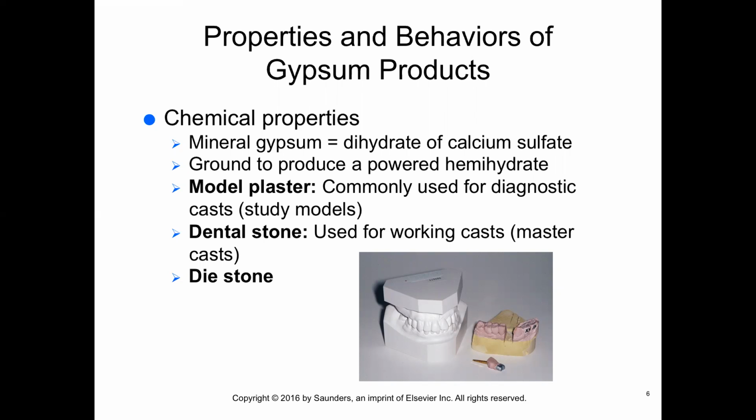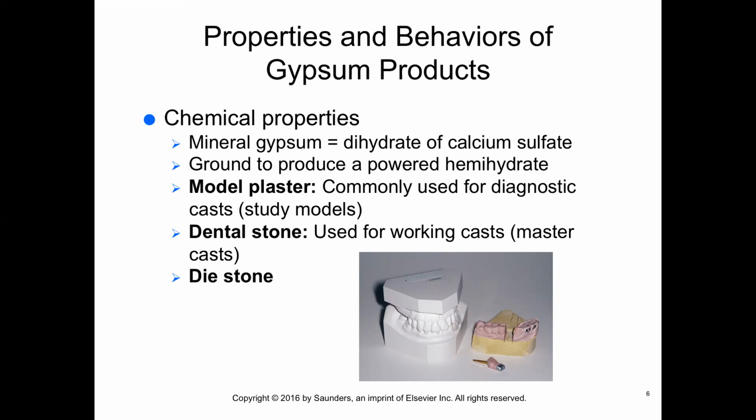The amount of water required to mix is greater than the amount required for the chemical reaction. This excess water produces a mix that can flow into the details of an impression and then evaporates on setting, producing a mass of interlocking gypsum crystals. Even though gypsum is always basically the same, different dental plasters are formed according to how the material is processed.